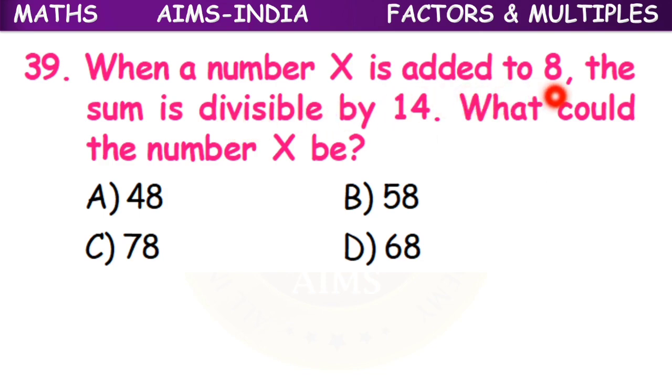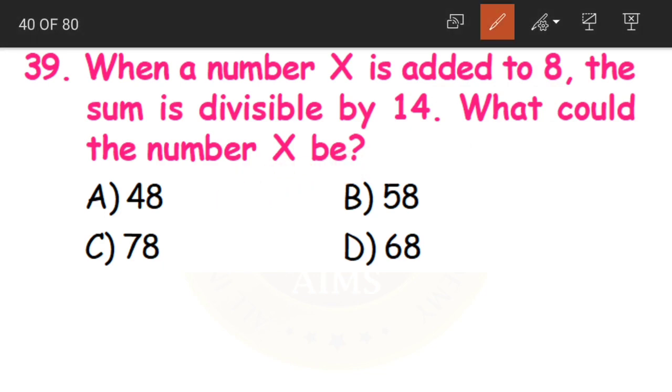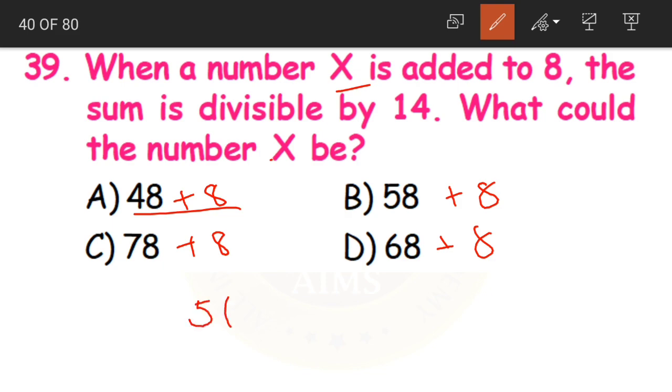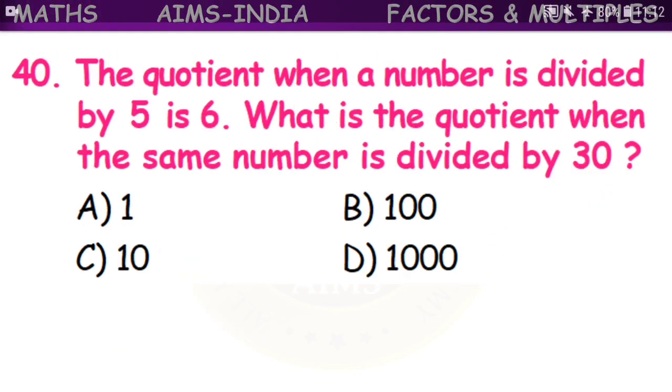Next, when a number x is added to 8, the sum is divisible by 14. Now what could the number be? Number x be. What should we do? We should add 8 to the number and check whether it is divisible by 14 or not. Now let us see. 48 plus 8 becomes 56. Now is 56 divisible by 14? Yes, we have 14 fours are 56. So option A becomes our correct answer. Now if we add 58 and 8 together, the answer will be 66. It is not divisible by 14. Okay children. So only option A will be our correct answer.